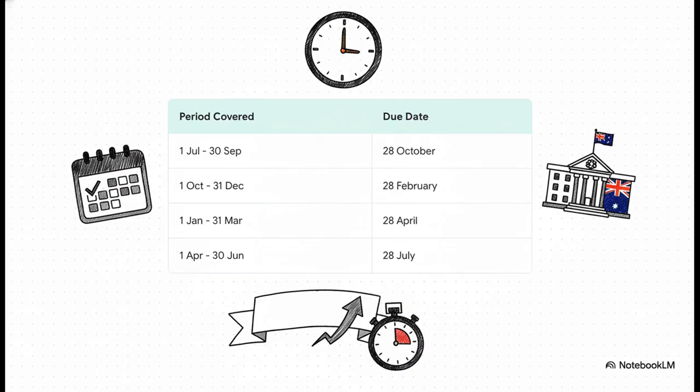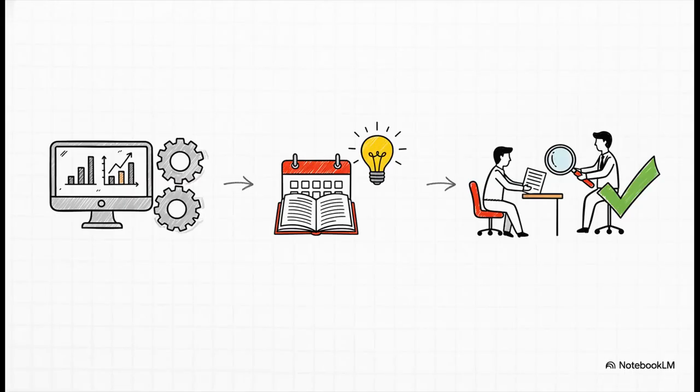This table shows the typical quarterly lodgement schedule. For the period from July to September, the statement is due on the 28th of October. These deadlines are firm, and failing to meet them can attract penalties. In summary, best practice for tax compliance can be distilled into 3 key actions. Utilize robust accounting software to ensure data compliance, stay informed about any legislative changes that may affect your obligations, and engage a registered BAS agent to review all documents before they are lodged.